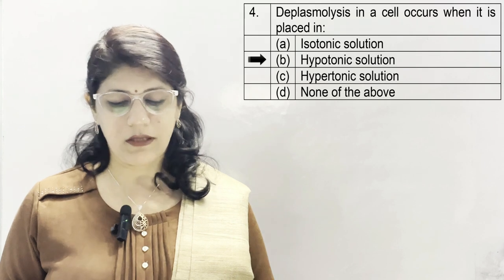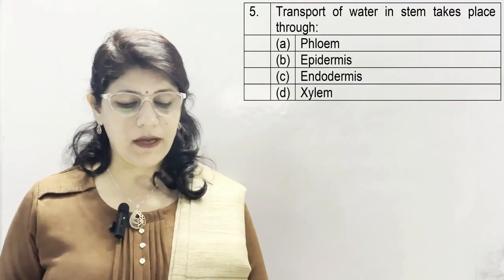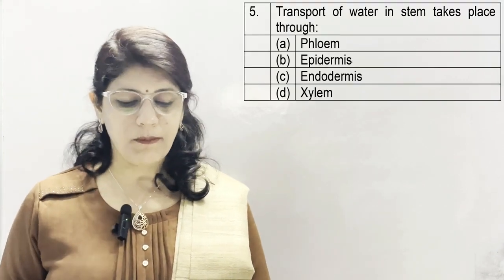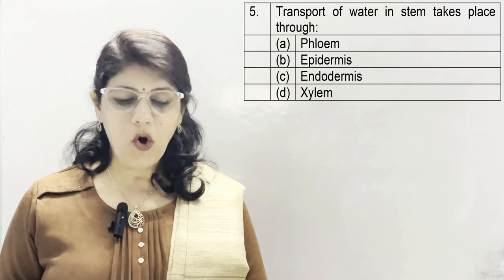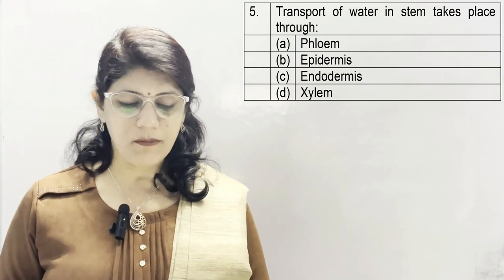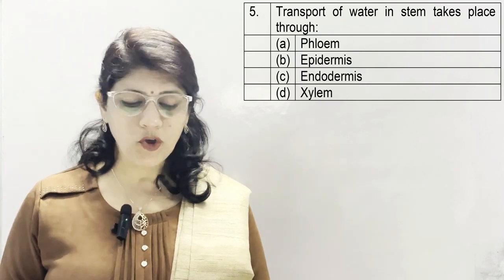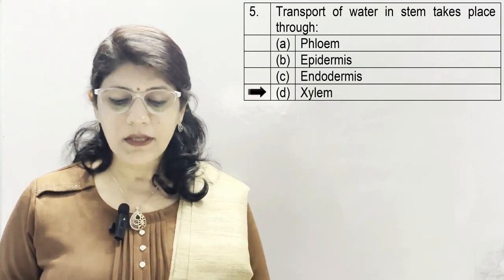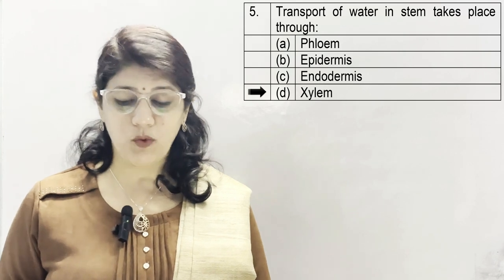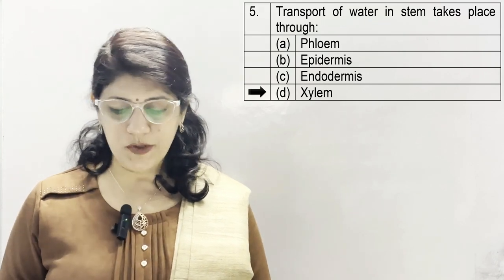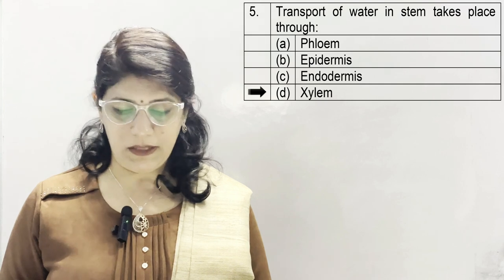outside the cell. In question number 5, transport of water in stem takes place through A, phloem, B, epidermis, C, endodermis, and D, xylem. And the correct option is D, xylem. These specialized tissues transport water absorbed by roots to the various parts of the plant.